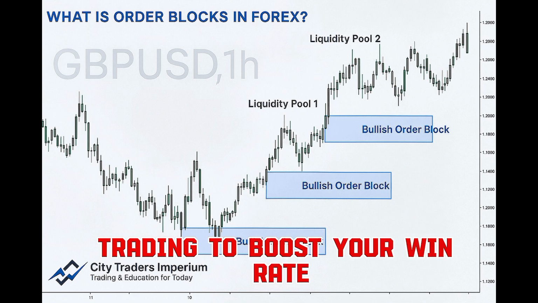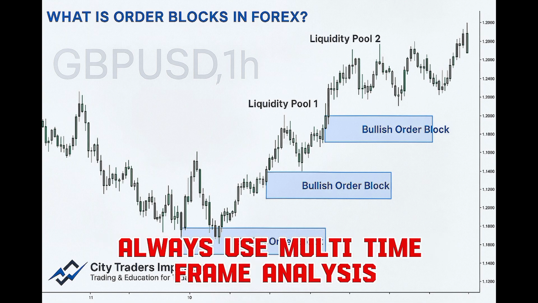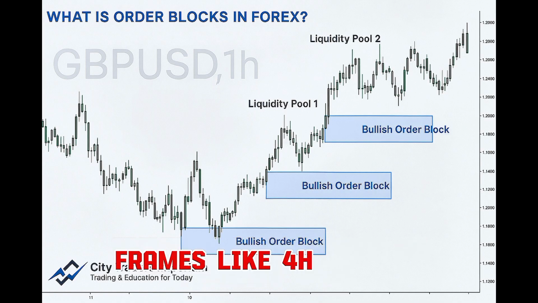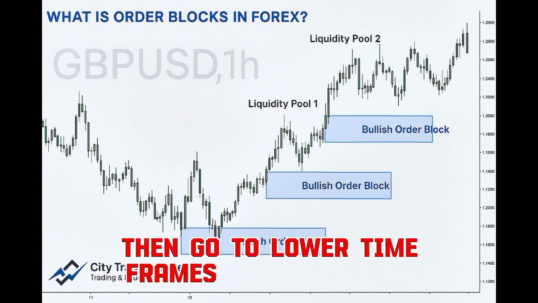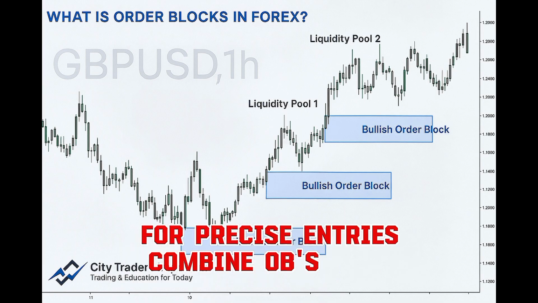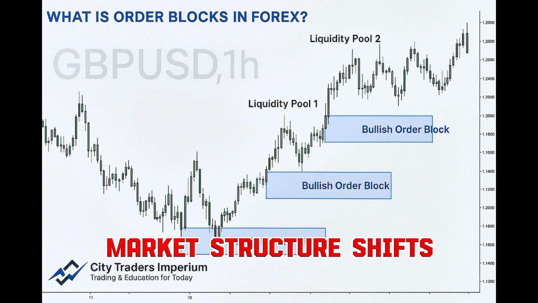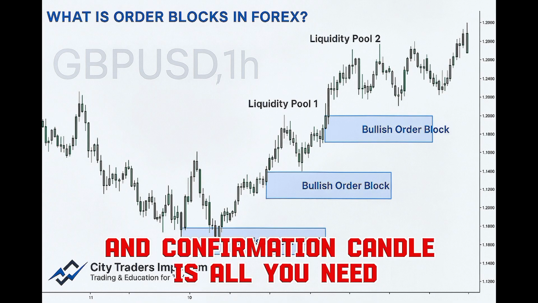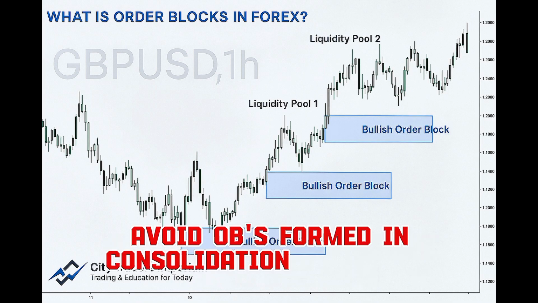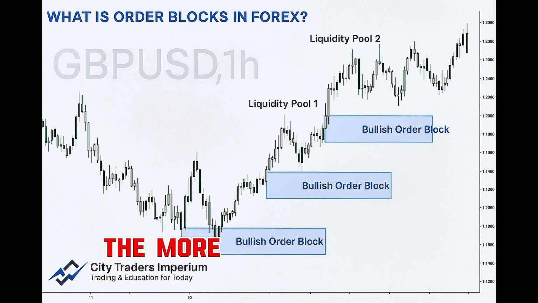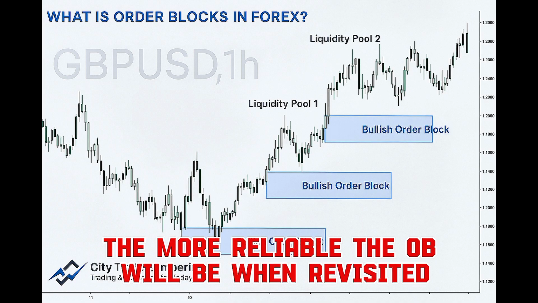To boost your win rate, always use multi-timeframe analysis. Identify strong OBs on higher timeframes like 4H or daily, then go to lower timeframes like M15 or M5 for precise entries. Combine OBs with liquidity pools, market structure shifts, and breaker blocks for confluence. A clean trend with a fresh OB and confirmation candle is all you need. Avoid OBs formed in consolidation or choppy zones. The more clean and impulsive the initial move, the more reliable the OB will be when revisited.